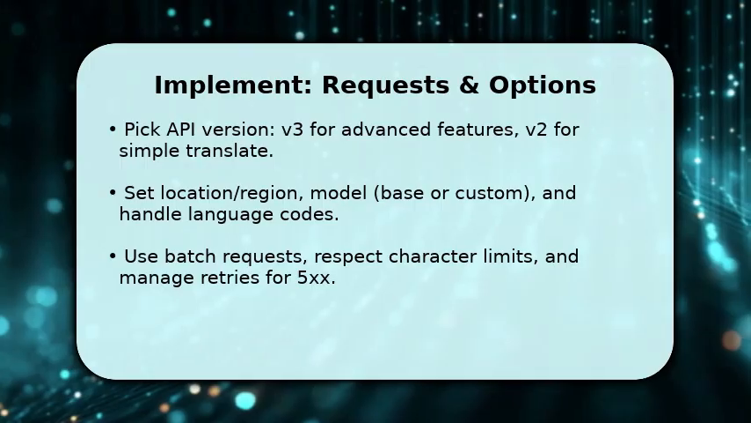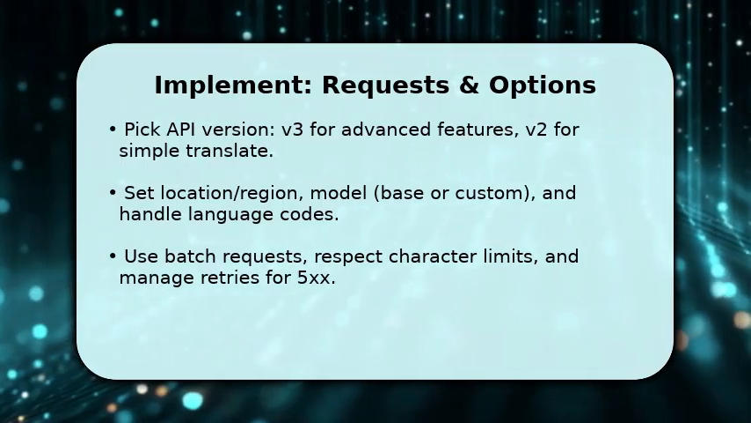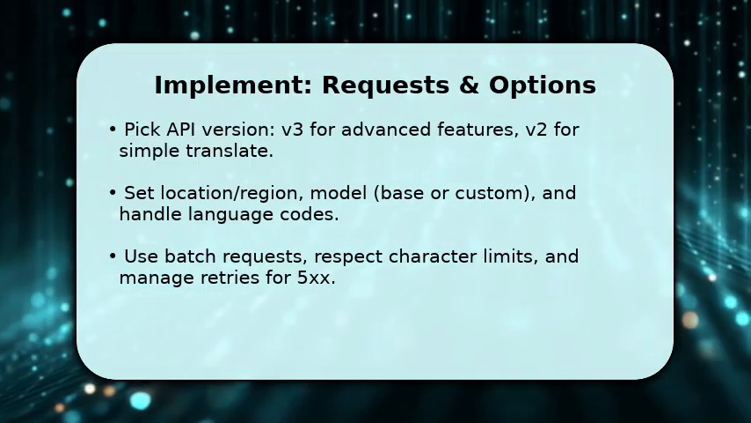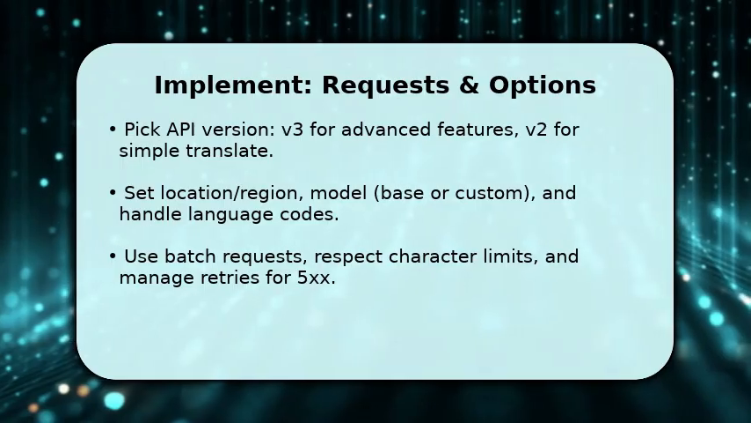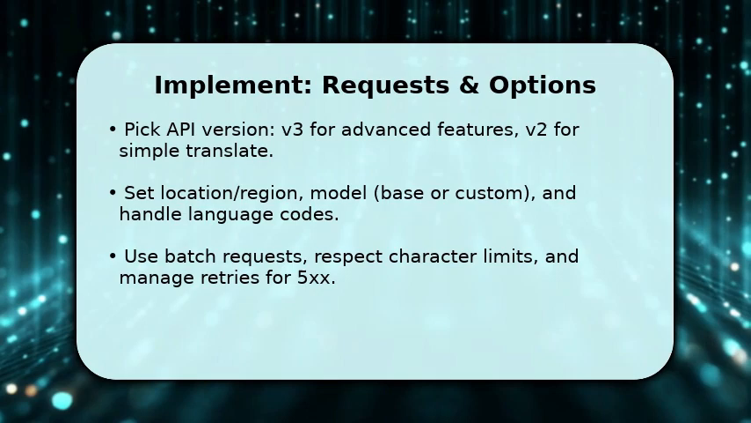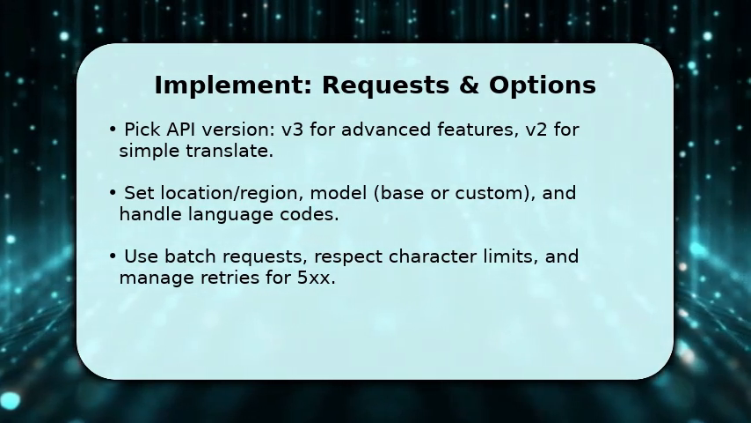You should build requests that specify source and target languages, handle language detection when unknown, and chunk large texts to obey character limits. Also implement exponential backoff for transient 5xx errors, and use batch requests to reduce overhead and improve throughput when translating many strings.